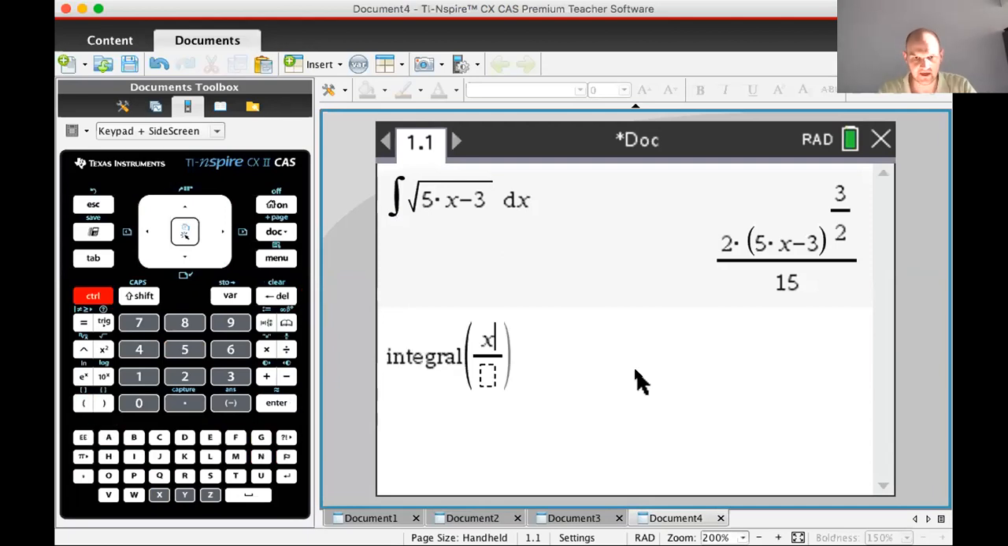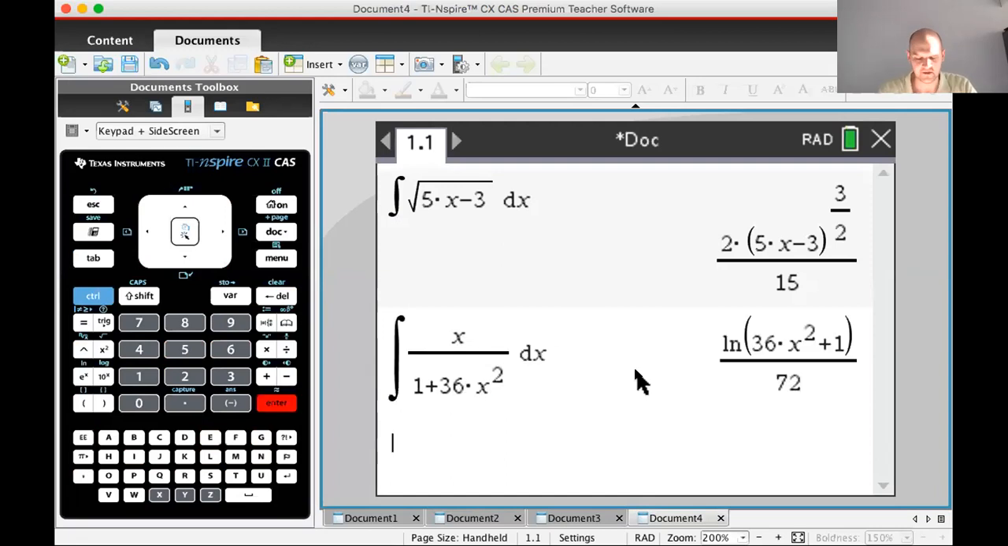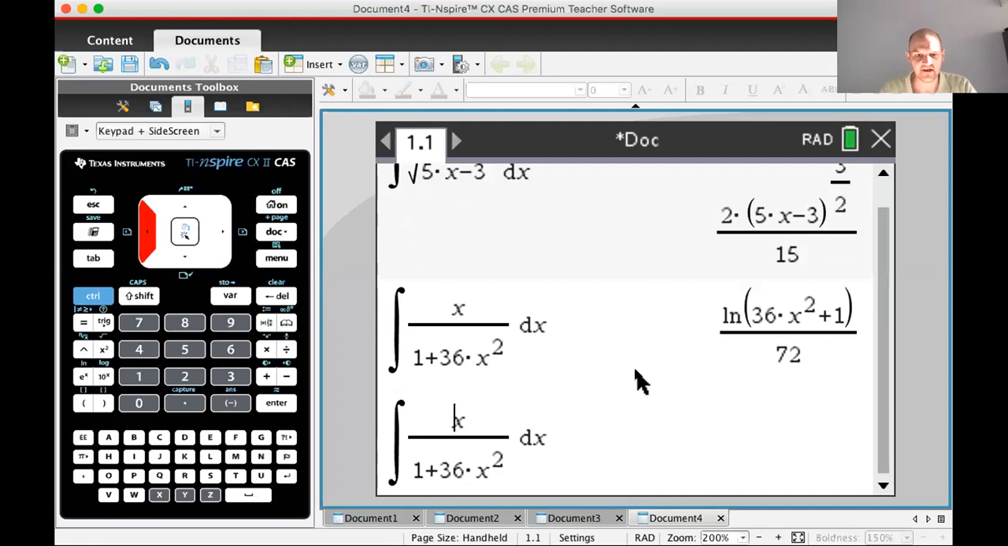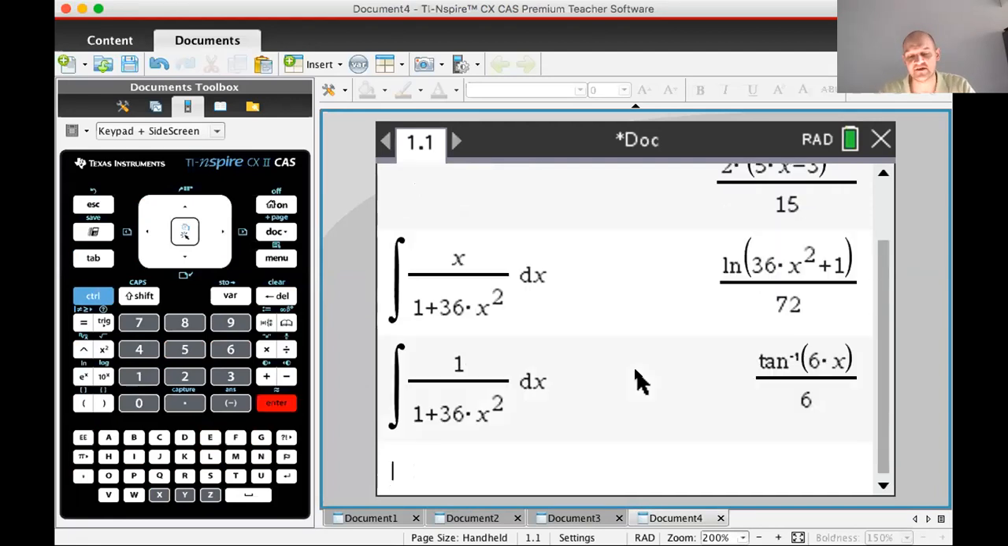Integral of x over 1 plus 36x squared. This one I think is natural log. If it was 1 over 1 plus 36x squared, it would have been arctan. So this we got right. If we change this, then it would be 1/6 arctan of 6x, I think. Yes. So maybe try that one, see if you can do it. Always be thinking about that. Natural log and arctan, like, ooh, fine line, fine line.